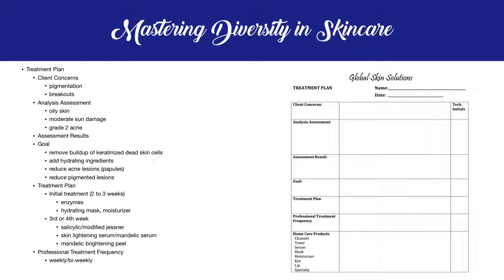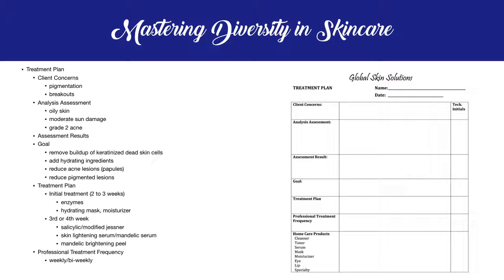Some of it is something that she had brought to my attention, but when I brought other things to her attention, it ended up making the list a little longer. So the initial treatment, because of the skin type being oily, I want to balance that first. So always consider the skin type, and that's where you would begin your sessions. That's going to take approximately 2 to 3 weeks. I am going to use enzymes, a hydrating mask, and a hydrating moisturizer.